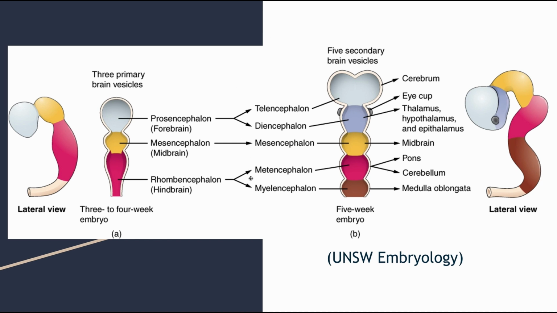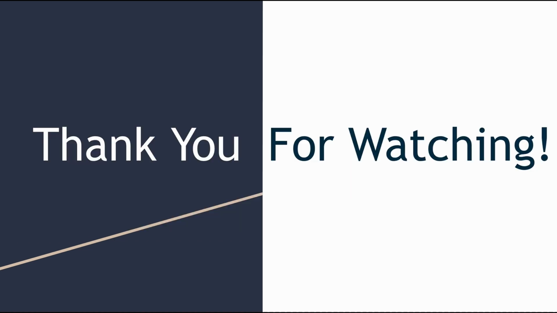These different initial brain parts develop into the actual brain parts, like cerebrum, eyes, thalamus, hypothalamus, epithalamus, midbrain, pons, cerebellum, and medulla oblongata. And they later develop into a complex nervous system with neurons that communicate with each other to survive and live well.